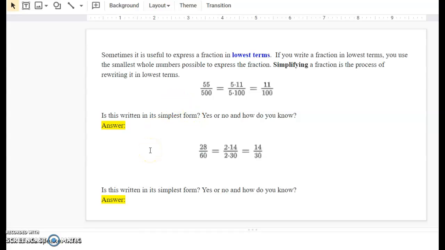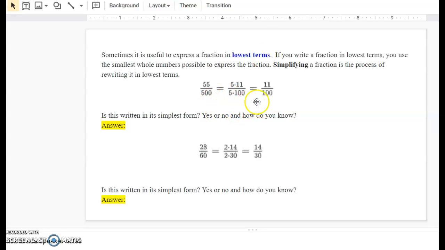Sometimes it is useful to express a fraction in lowest terms. If you write a fraction in lowest terms, you use the smallest whole numbers possible to express the fraction. Simplifying a fraction is the process of rewriting it in its lowest terms.